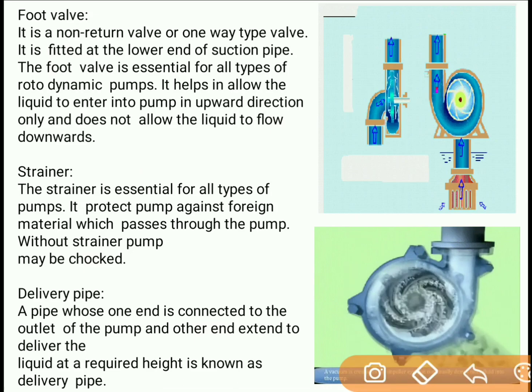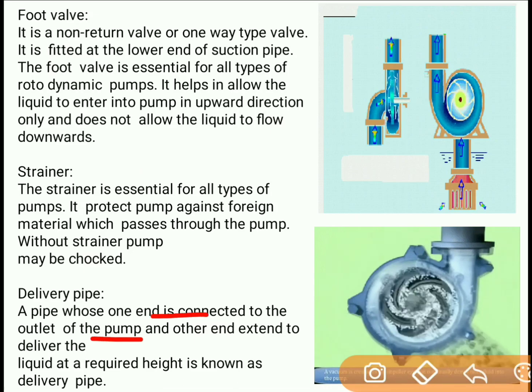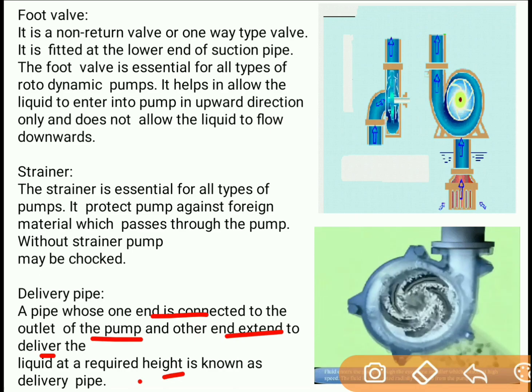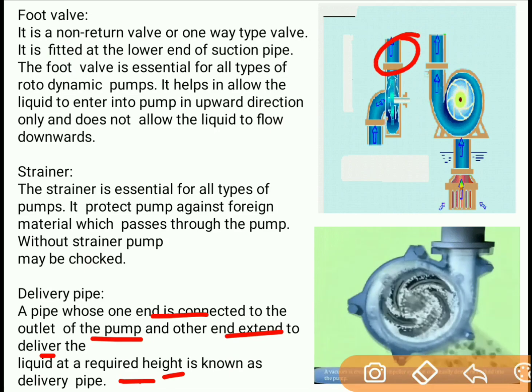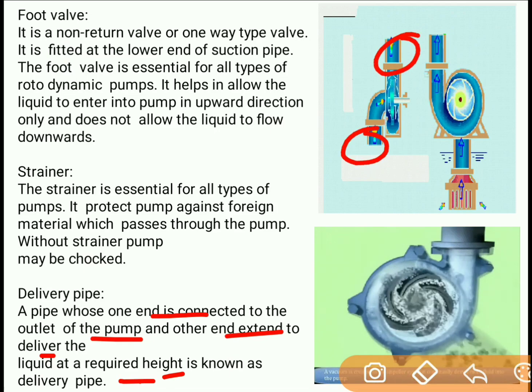Delivery pipe. It is the pipe whose one end is connected to the outlet of the pump and the other end is extended to deliver the liquid at a required height, and that's why it is called a delivery pipe. So the delivery pipe you can see over here, and the suction pipe is at the bottom.